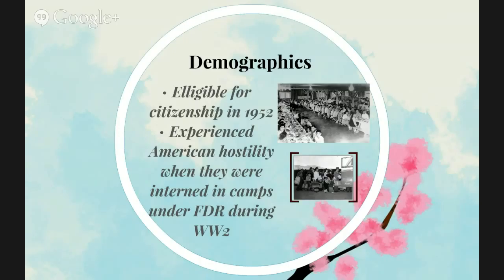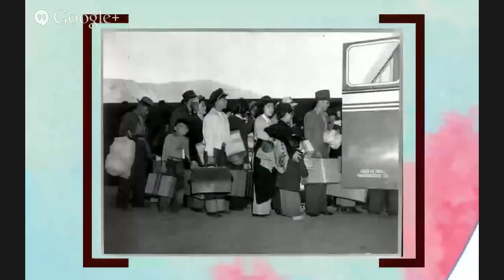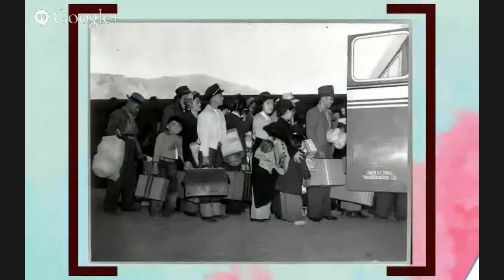So this picture is Japanese Americans loading a bus to be moved out into an internment camp, which kept them isolated from society during the turmoil that we experienced as a country in World War II.